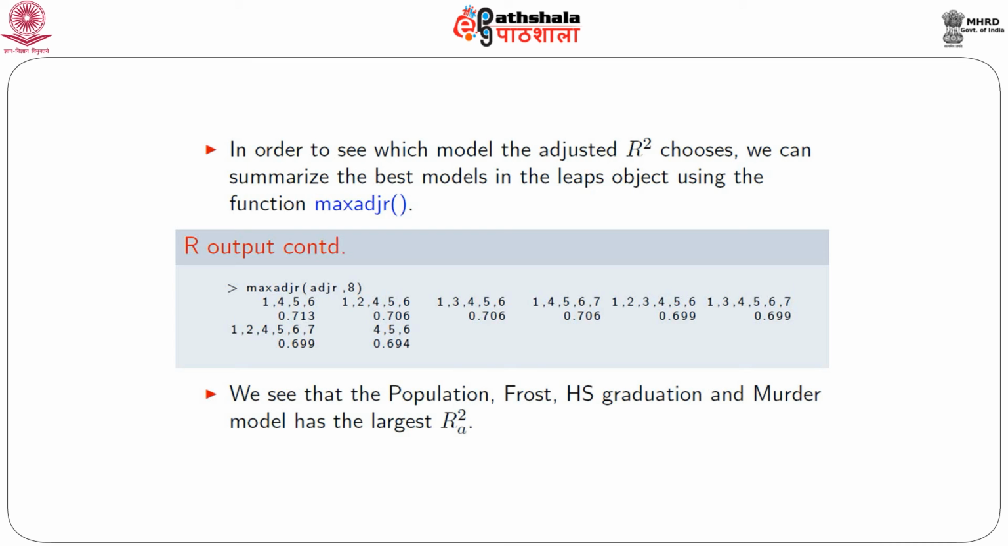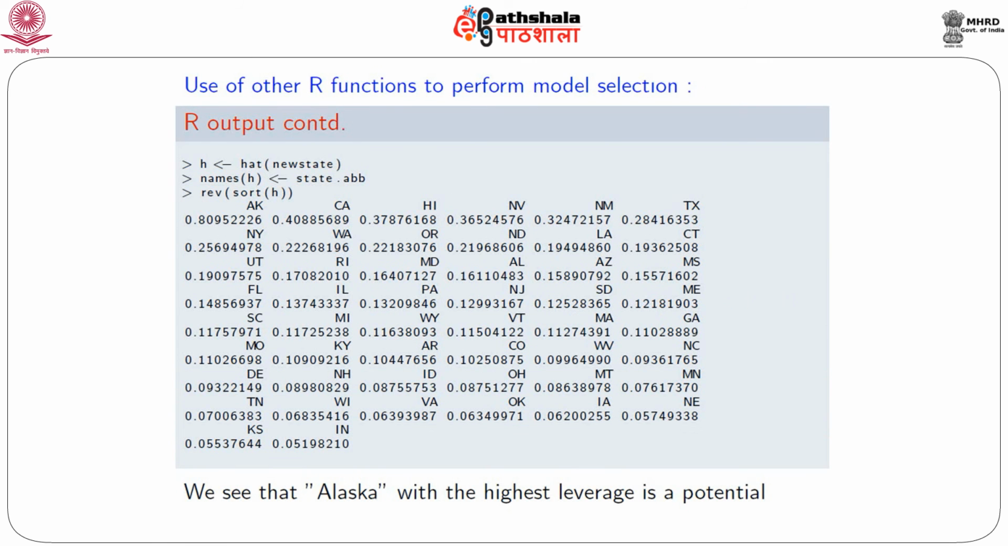Now, if you go back to the module which was variable selection 1, when we had used backward selection, forward selection and stepwise regression method, the best model that was selected using the same data set also contained the 4 significant predictor variables, which were the same 4 significant predictor variables that we have selected here. So, we can also use R functions to perform model selection.